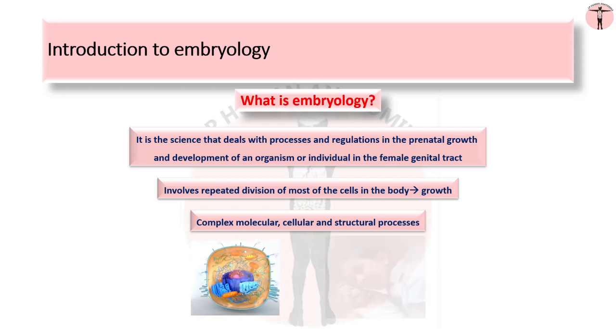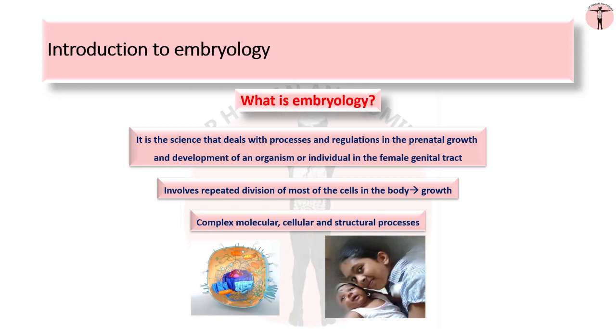These are accountable for the growth and development of a 9-month-old neonate containing, guess how many cells are present in the neonate? It is 5 to 7 into 10 to the power of 12 cells, which is formed from a single-celled zygote.